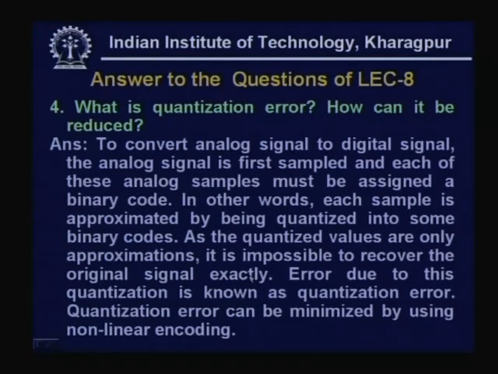Fourth question was, what is quantization error? How can it be reduced? Answer is, to convert analog signal to digital signal, the analog signal is first sampled, and each of these analog samples must be assigned a binary code. In other words, each sample is approximated by being quantized into some binary codes, as you have already seen. As the quantized values are only approximations, it is impossible to recover the original signal exactly, and this leads to quantization error. And quantization error can be minimized by using nonlinear encoding, as we have already discussed.